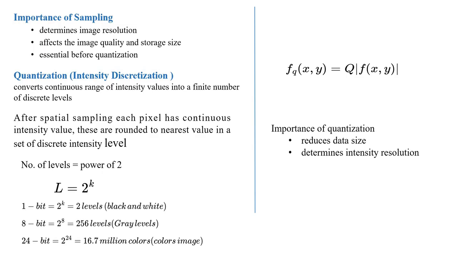Coming to the importance of quantization, it will reduce the data size. Fewer intensity levels means less memory is needed, and it determines the intensity resolution, that is, more quantization levels allow smoother changes in the brightness or the colors, and fewer levels may cause banding or loss of details. So this was about the image acquisition.